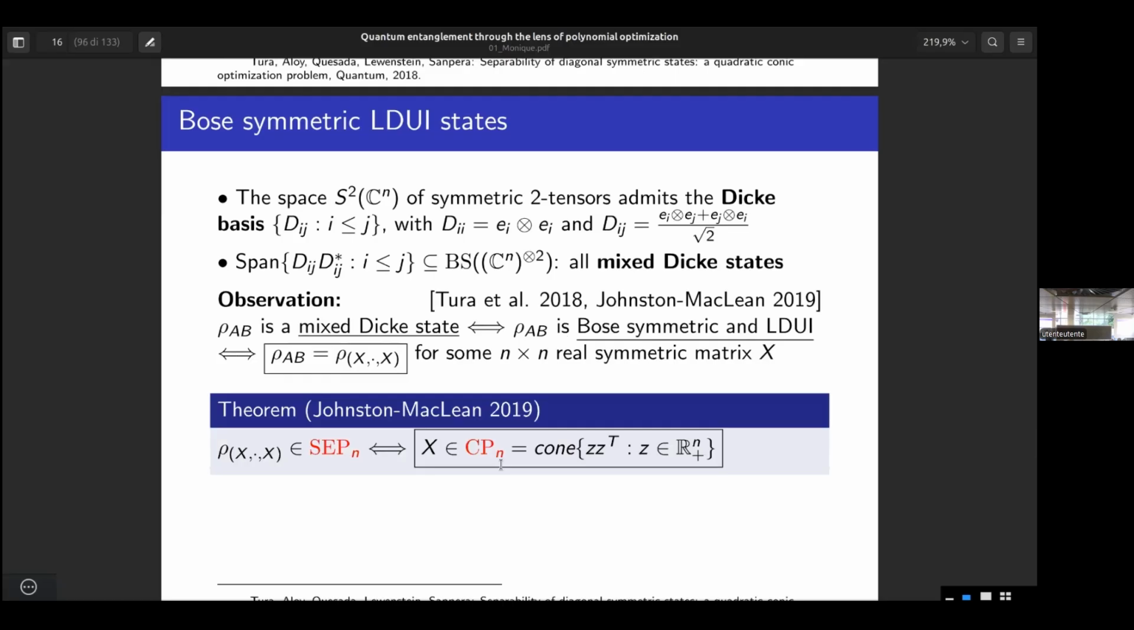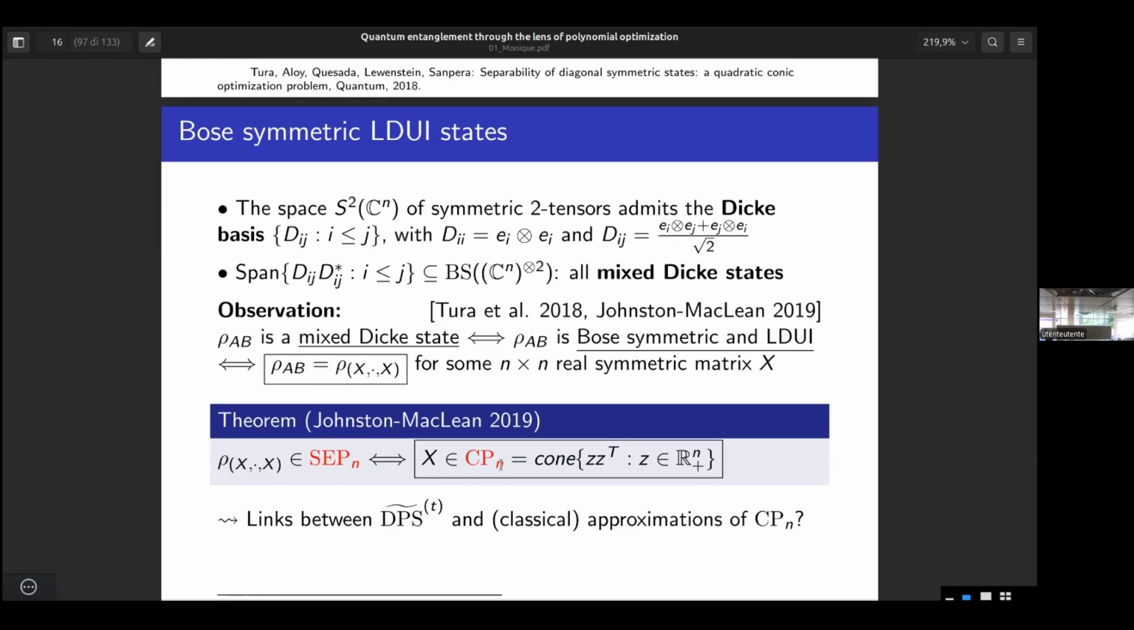And the connection, which was already made in this paper by Johnson and McLean, is that this state is separable if and only if the matrix X is completely positive, which means it lies in the cone of matrices of the form ZZ transpose, where Z is real, non-negative. This is making a link between the cone of separable states, living in n squared times n squared, with the cone of completely positive matrices being n by n. And this is a cone which is well studied in optimization and in linear algebra.